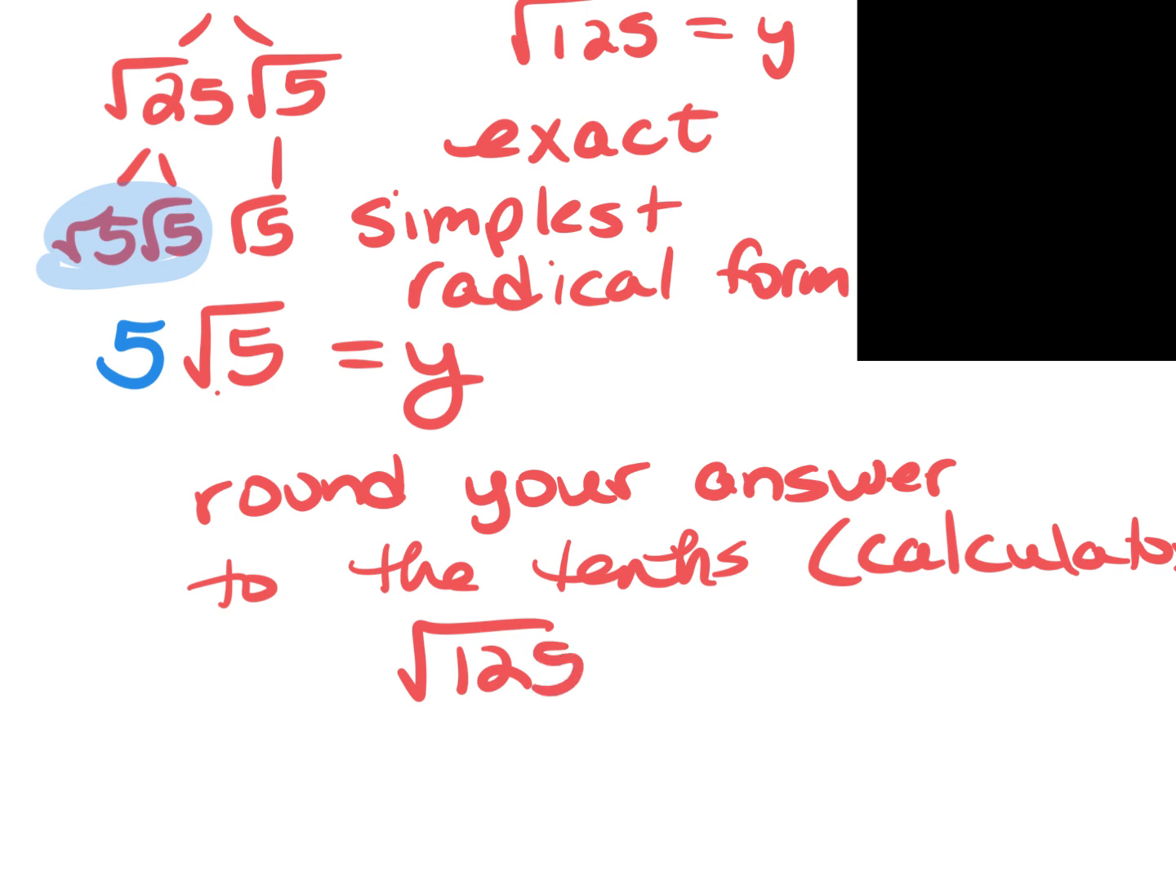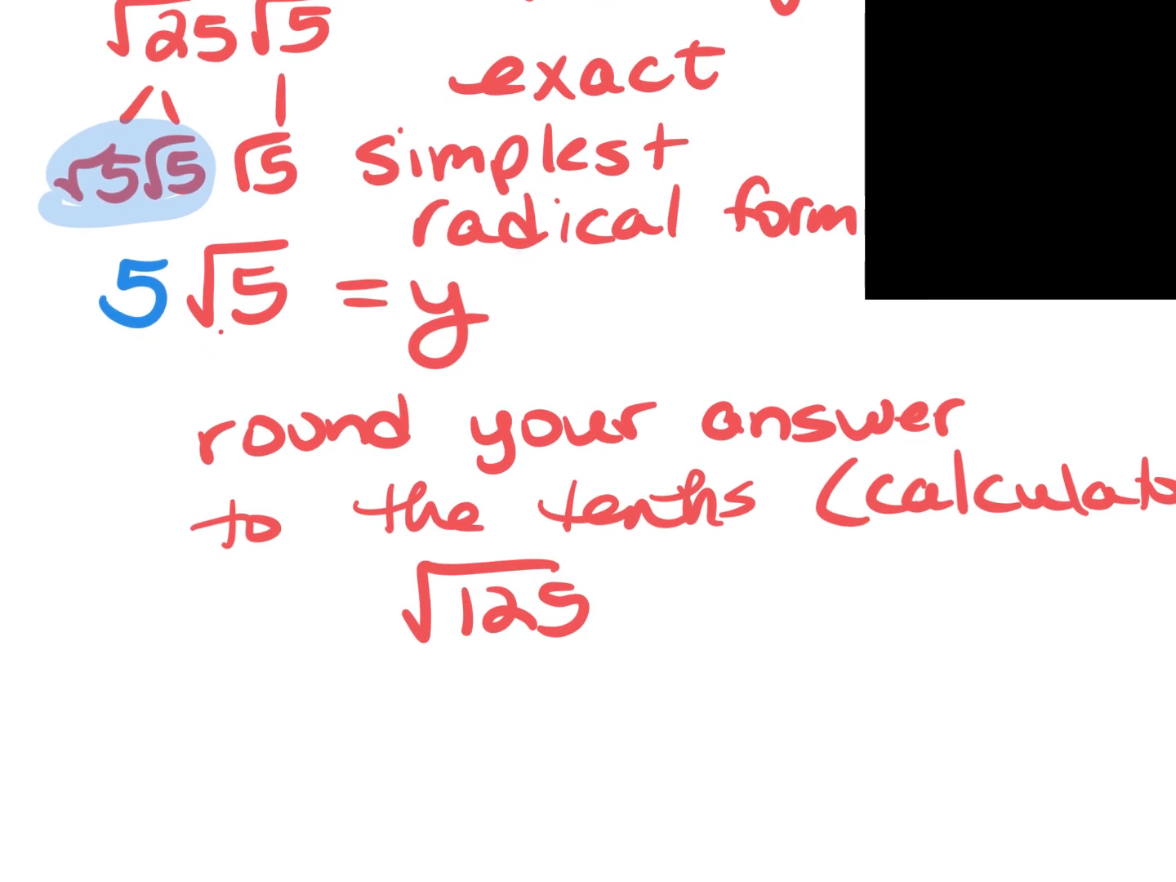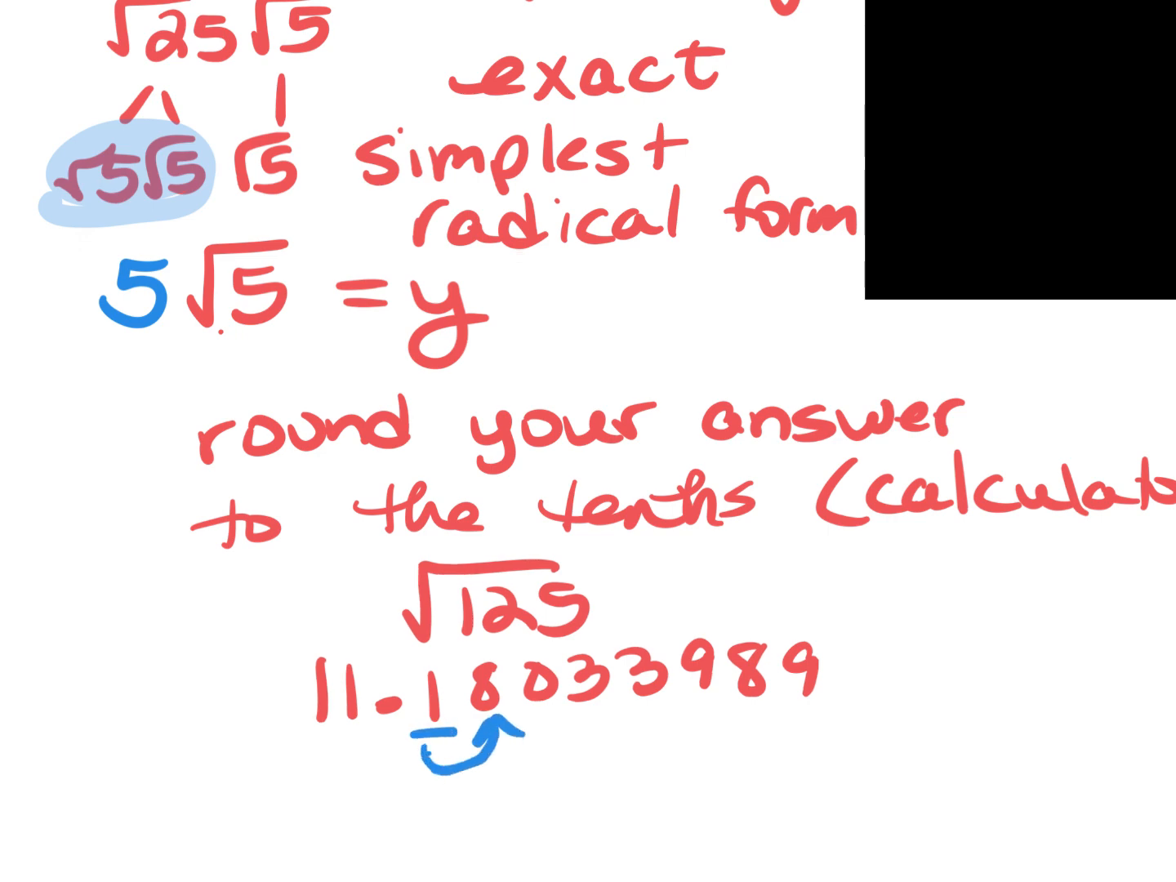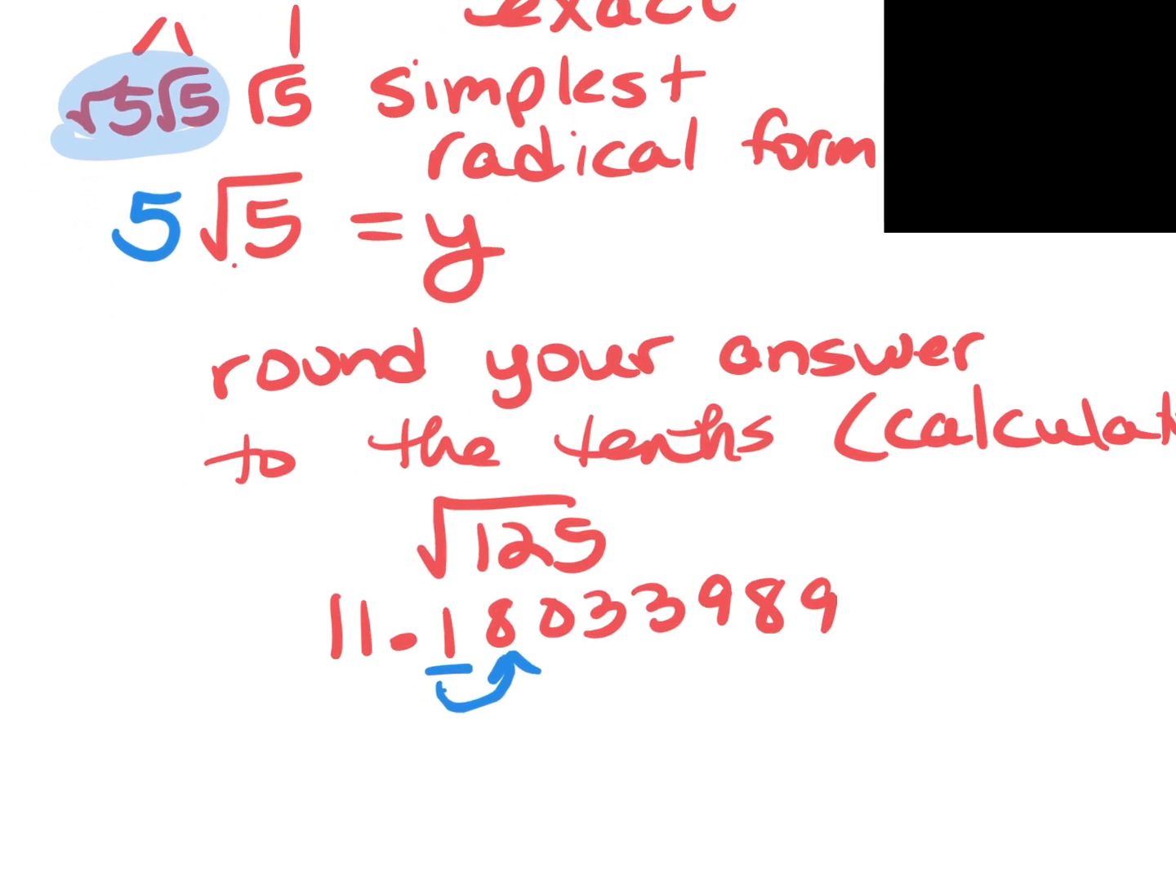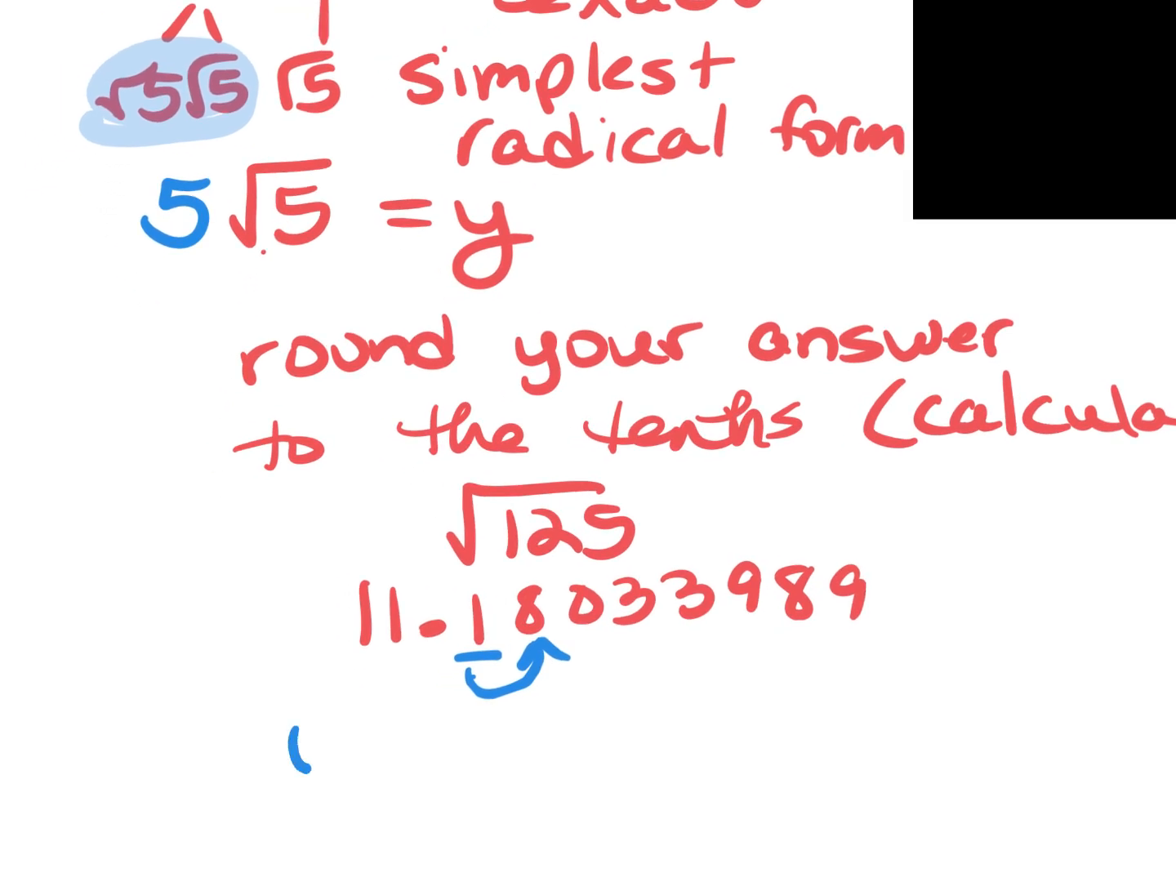Once you do the square root of 125, you are going to get 11.180333989. And then you're going to round to the tens place, which is the 1. And then the 1 will look at the 8, and the 8 will tell the 1 we're rounding up. So if it says round, then it's 11.2.